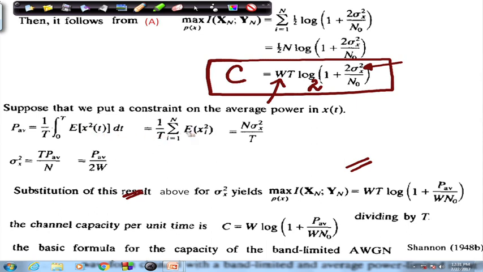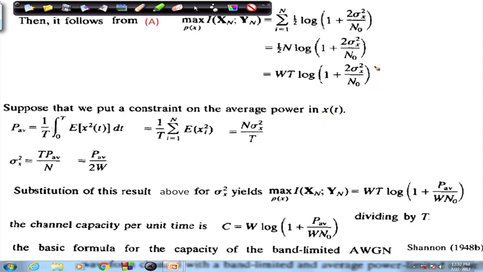So, this will be 1 upon T times the summation over x_i, where x_i are the constellation points, you can say. So, this would turn out to be, if there are N such possible constellation points, this is the result, and you could summarize it with the average power divided by 2W, right, because you have 1 upon T as W. So, you could use this result.